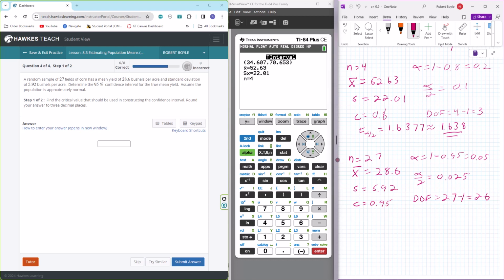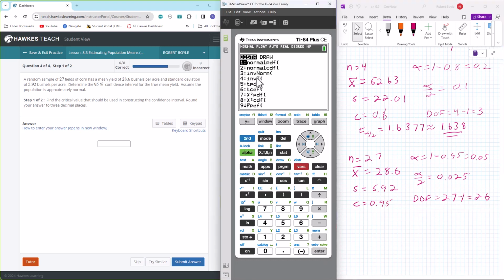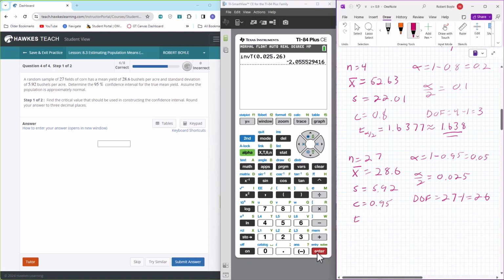Okay, that means we want to go to our calculator. We want to go into distributions to inverse t, 4. Our area is going to be 0.025. Degrees of freedom is 26. Go ahead and paste that in the calculator, and we get that T alpha over 2, our critical value, is going to be equal to 2.0555. Since my fifth decimal place is a 5, this is going to round to 2.056.